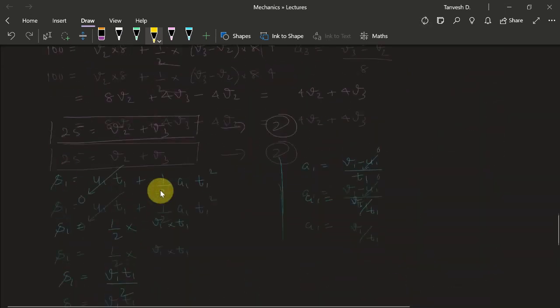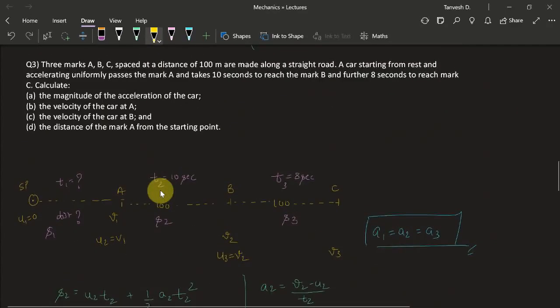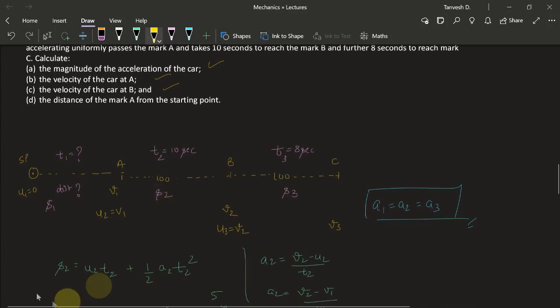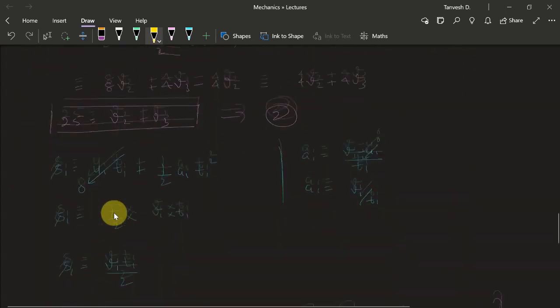Okay, so now what we have found, this is found, this is found, this is found. The distance of the mark from the starting point, this distance is left, right? So now we know v1, I know the acceleration, I know u1 is 0, so I can find t1. Alright, so we can find that basically.